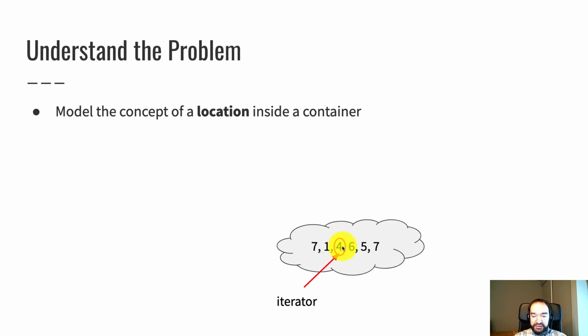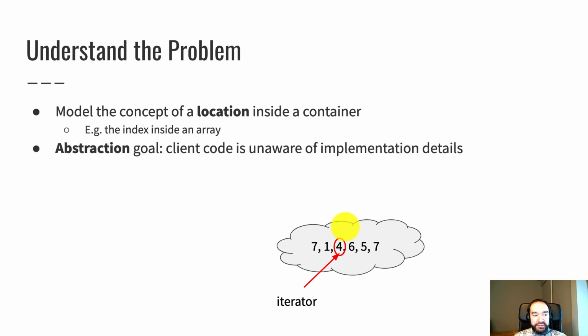For example, this iterator is pointing at the 4, so it represents the location where the 4 is. And you might be accustomed to an index inside an array. That's a similar concept. The array is one object, and the int index is a second object. That int index represents a location inside of an array.